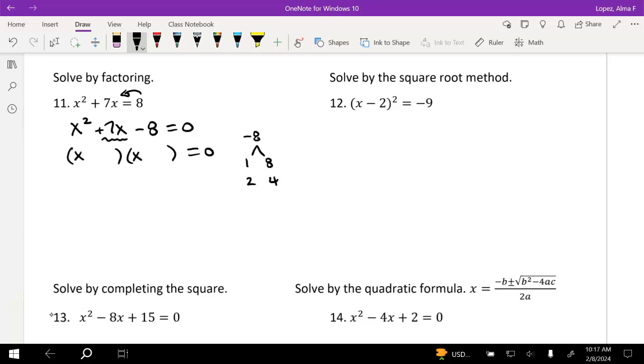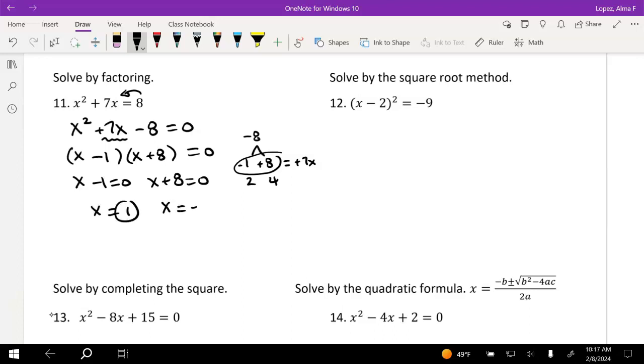Since I'm trying to make a positive 7 into my middle term, I'm going to use a negative 7 and a positive 8 there. That's how I get it to add up to positive 7x. So negative 1 and positive 8 go in here. Now I can set each one of my factors equal to 0. This is going to give me an x of positive 1, and this is going to give me an x of negative 8.